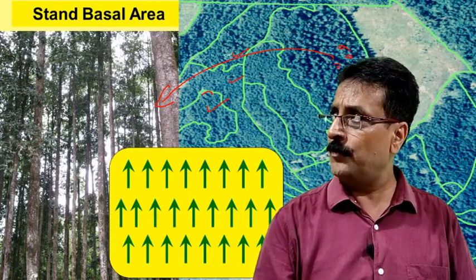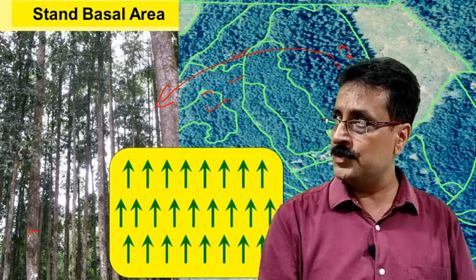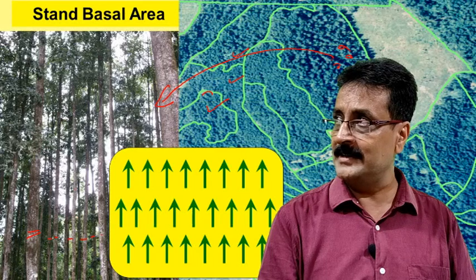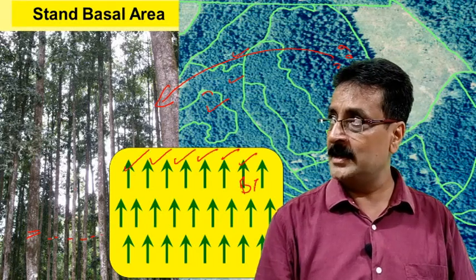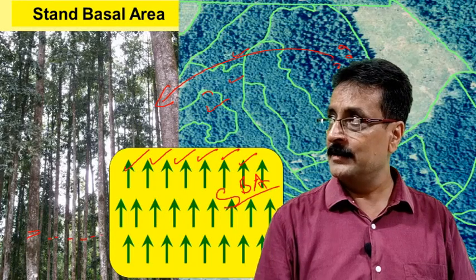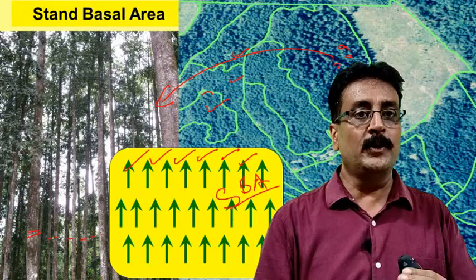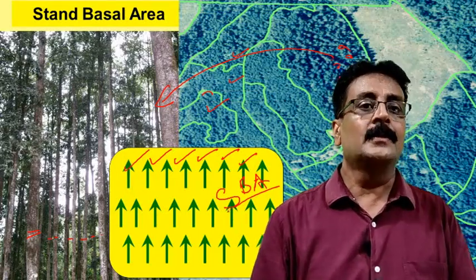So a lot of trees will be here. Now for these trees at 1.37, how much basal area is here? We have to calculate how many trees are here, and what the basal area is here. We call it stand basal area. When you take a single tree, it is basal area. When you take the number of trees in a particular stand, it is called stand basal area.